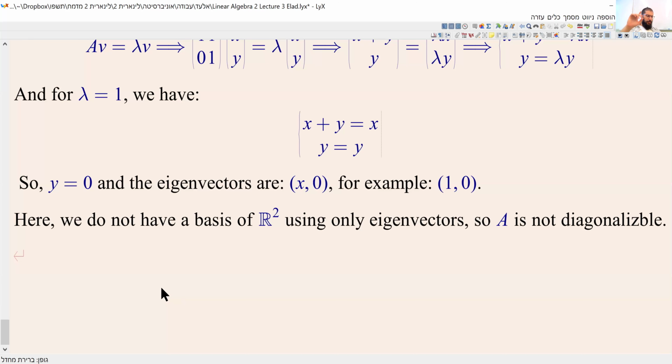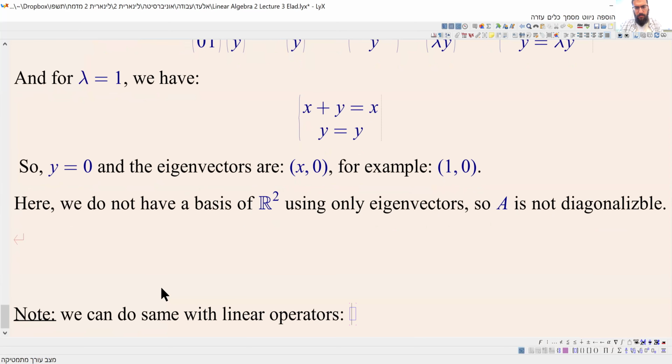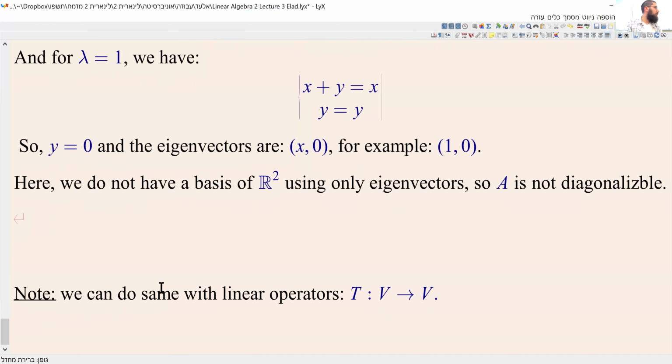Okay, so I want to briefly mention that we can do the same with linear operators, T that goes from V to V. Let's write down shortly.